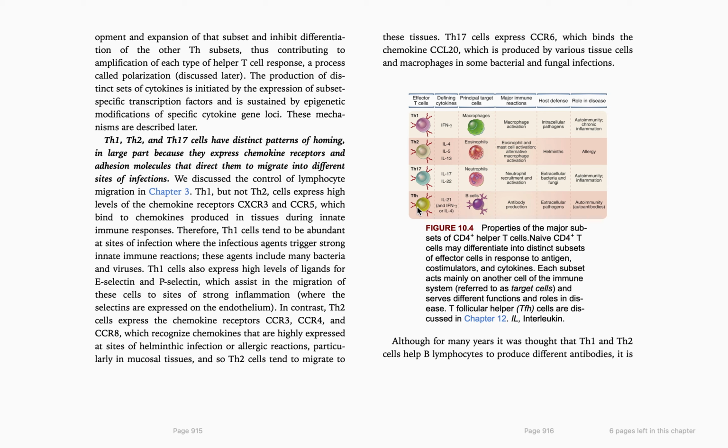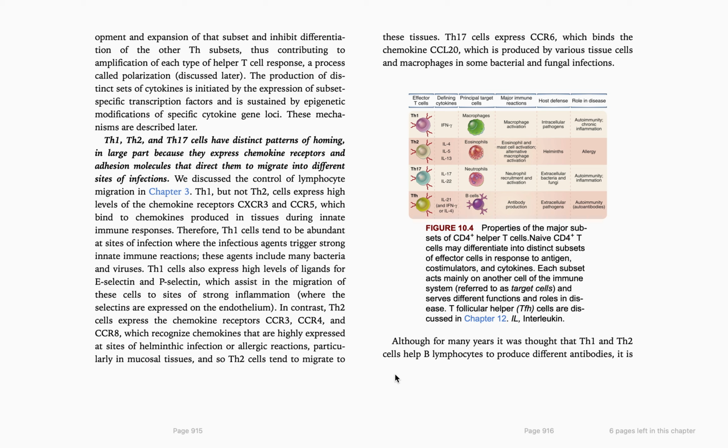Then we have the T follicular helper cells. The most common cytokines are interleukin 21, and interferon gamma together with interleukin 2 and interleukin 4. They work mostly on B cells, and the main function is antibody production. They work against extracellular pathogens and are involved in autoimmune antibodies. So that is a summary of what is happening with CD4 T cells.